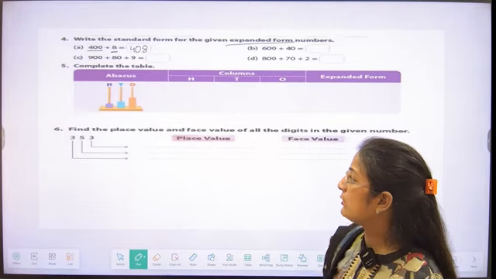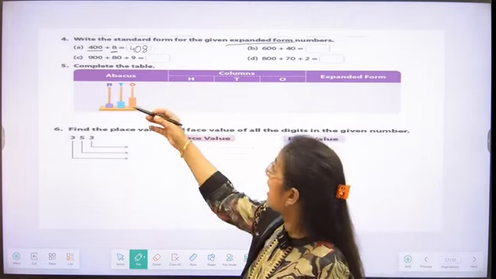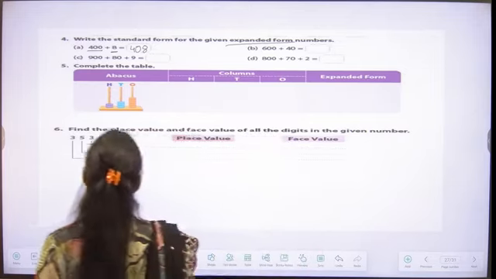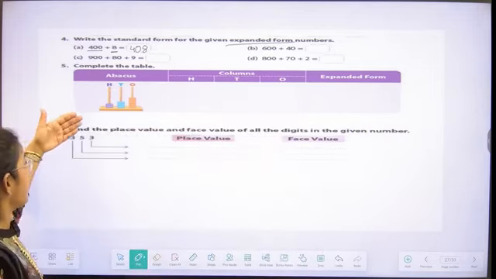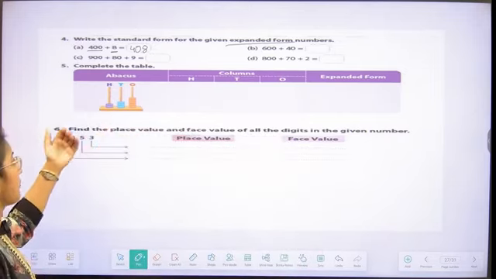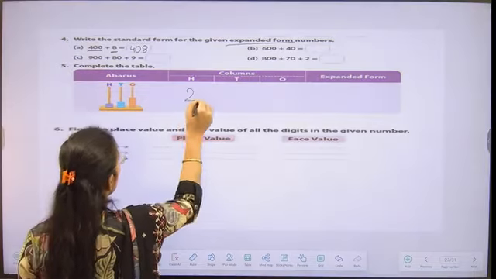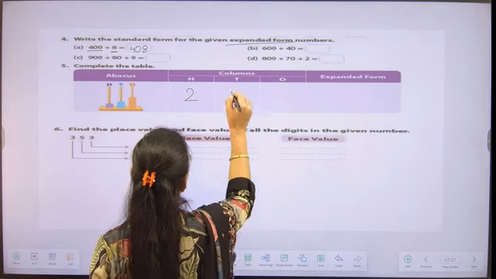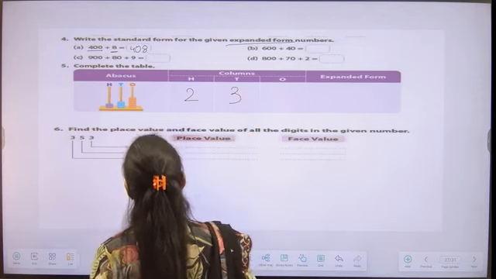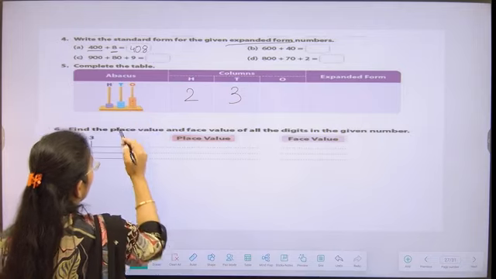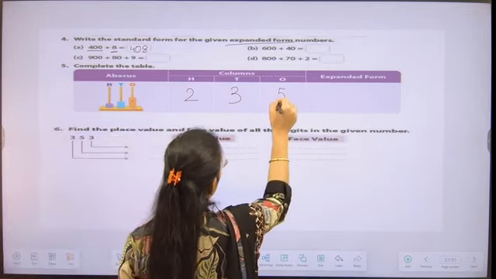Rest of it you can do by yourself. Now we have to complete the table. So we have an abacus and we have the beads on the abacus. What we have seen: how many beads do we have at the 100s place? 2 beads. How many beads at the 10s place? We have 3 beads. And how many beads at the ones place? 1, 2, 3, 4, 5. So we can write 5 for this.